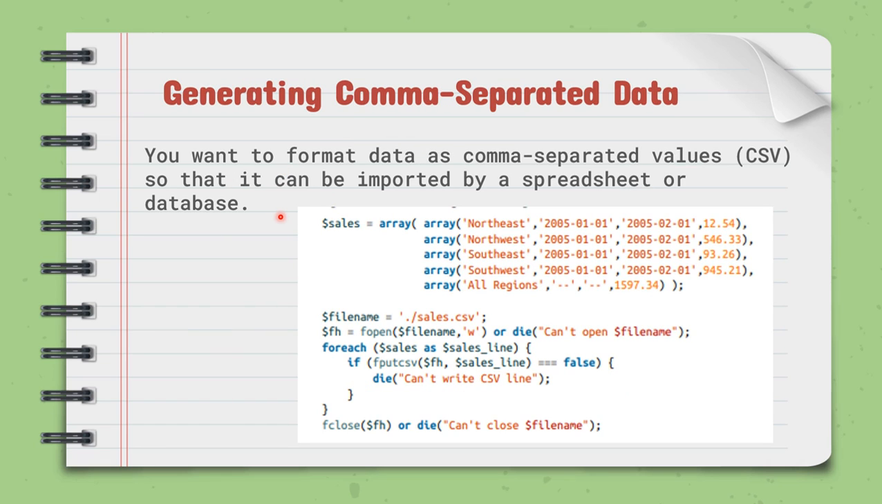So next we have generating comma separated data. It is actually a simple CSV file. You want to format data as comma separated values, so it can be imported by a spreadsheet or a database. So we just pass the data to this CSV file. The data must be in array form, and we can just save it in this CSV file. As you can see, it can also use this die operator: if this condition doesn't work, then this die operator will say that it can't write the CSV file line on the terminal.